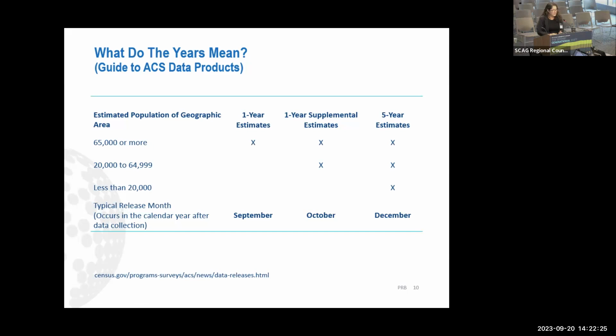The typical release schedule for those: Kevin mentioned earlier that SCAG has a brand new report. I don't have the link on the slides here, but the link and QR code is available on this event webpage. The one-year estimates are typically released in September, the supplemental estimates and public use microdata in October, and then the 5-year estimates in December and 5-year microdata usually in January.